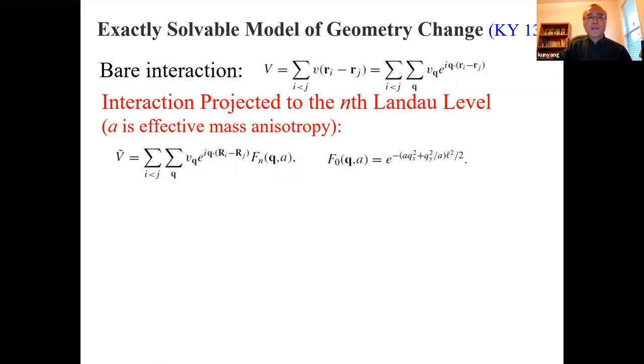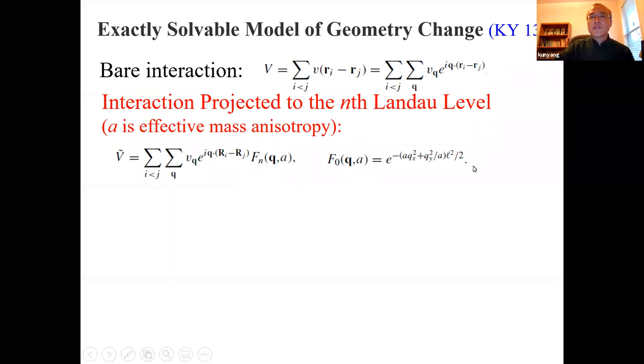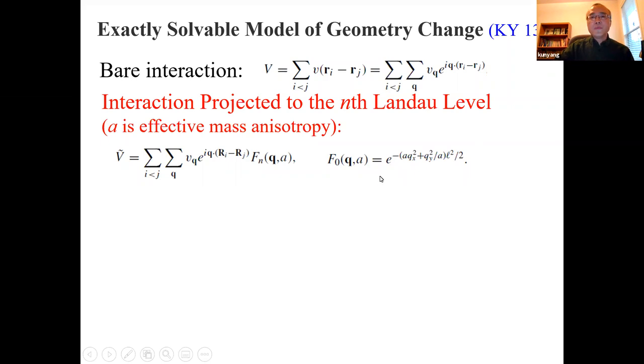Now the anisotropy of the kinetic energy is encoded in this Landau level form factor, and the lowest Landau level form factor now has this anisotropic Gaussian function. So this is where the anisotropy, which I use the parameter A to parameterize, enters. Everything else is just the interaction. So the interaction controls this part, but the effective mass tensor controls the Landau level form factor.